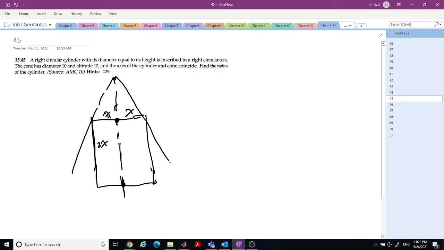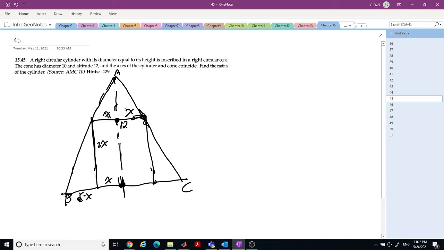Its cutting surface will be a triangle. This is the isosceles triangle, and the rectangle is inscribed in this isosceles triangle. Then we have ABC. Then we know the cone has a diameter of 10, so the radius is 5. So we know it's 5 minus x. And the altitude is 12, so this has the altitude of 12.